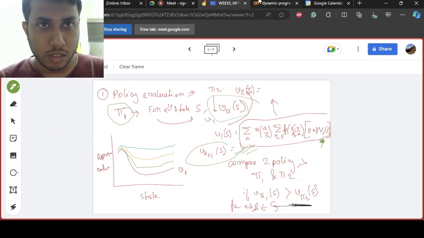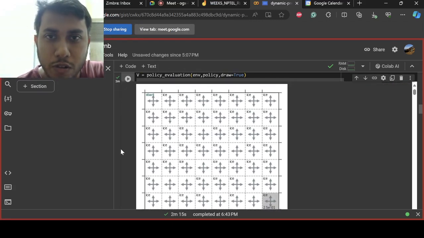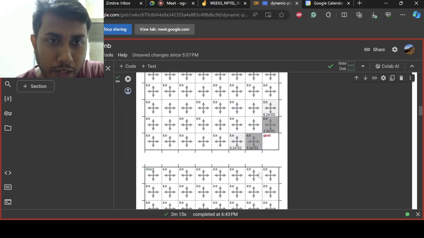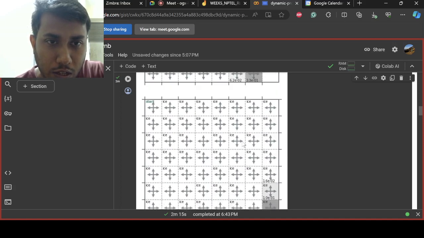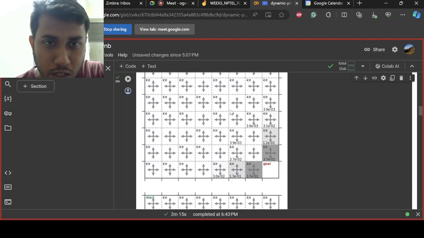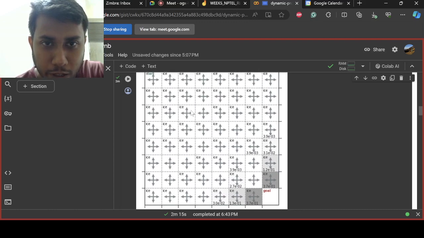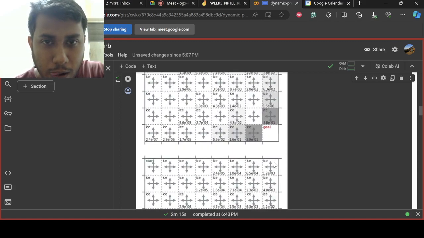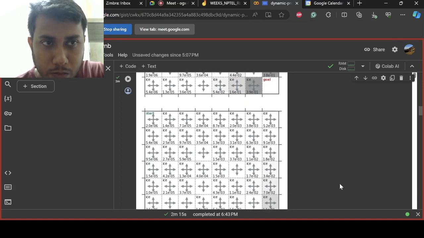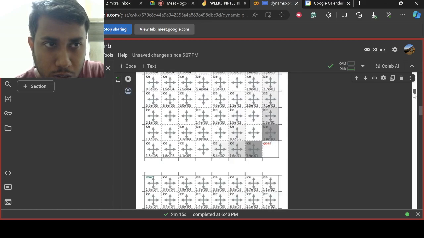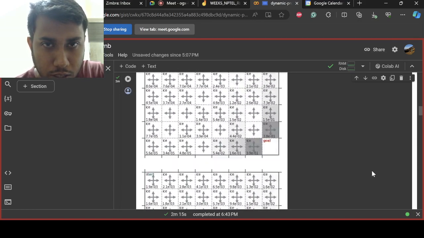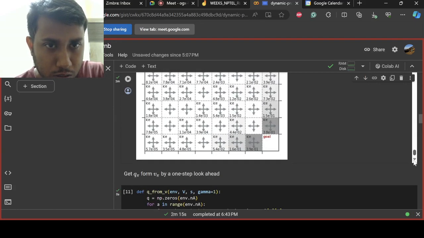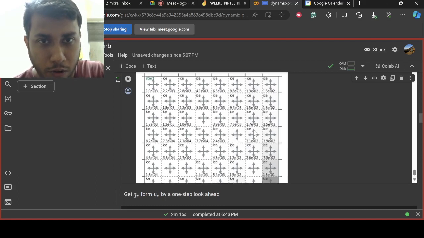Now here you can look at how the evaluation starts. First you are evaluating these two states, then you are evaluating this and this. You see, at the end of the day, by back propagation, every state's value will be calculated. Let's go to the last one. This is the final state, and here you have calculated the value for all states of the ice.